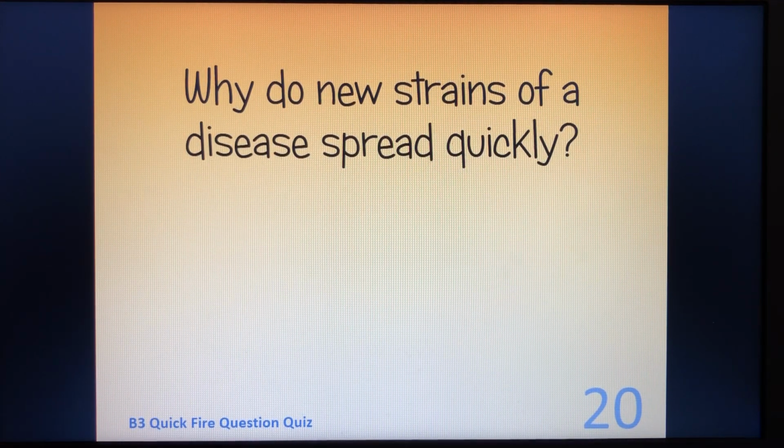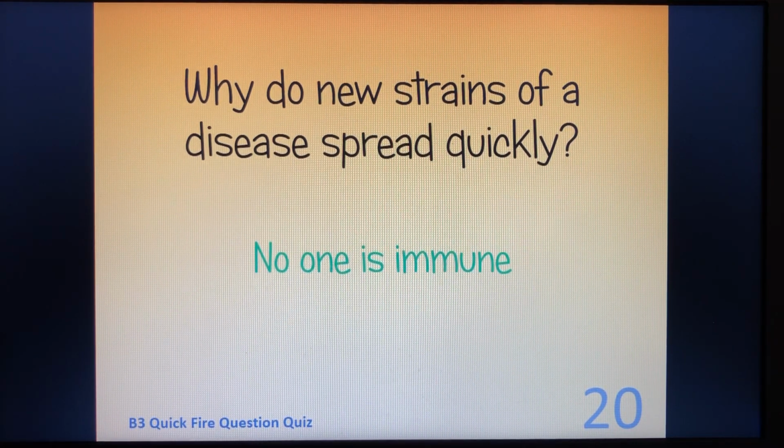Why do new strains of a disease spread quickly? So the new strain occurs because the original disease has mutated, and we say that it creates a new strain. Why would that spread quickly? And the answer is because no one is immune. So if no one's got any immunity yet, because it's just become that new strain, it means that it will pass quickly from person to person as everybody is able to get that disease as they have no immunity.